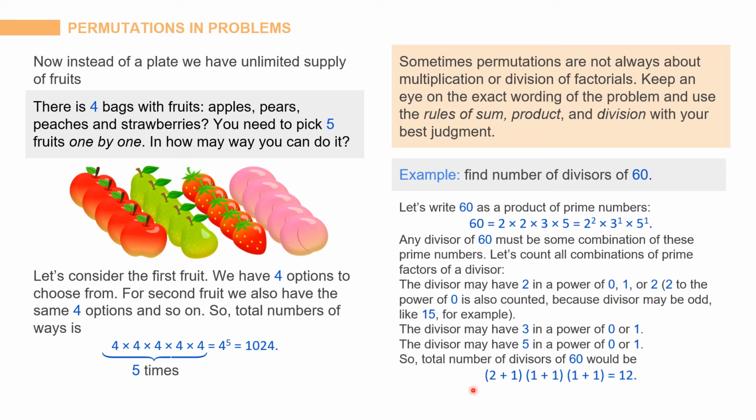Maybe pause the video now and write out yourself all the factors of 60, including 1 and 60, and convince yourself that there are 12 of them. This is a very important lesson to understand.